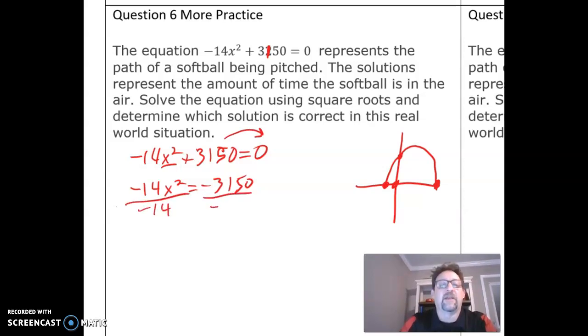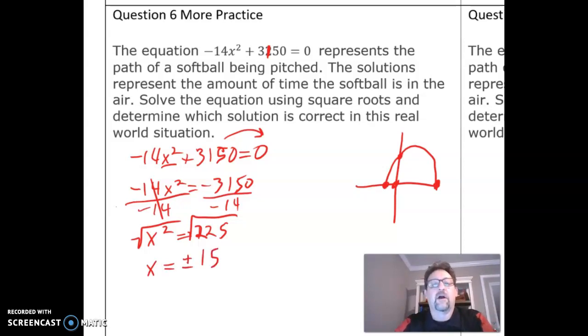Divide both sides by negative 14. I get x squared equals 125. Excuse me, 225. Let's put that in the calculator. So I'm going to take the square root of both sides. And I get x equals plus and minus 15 are the solutions to that equation. But if we look in our example, I didn't draw this very well.